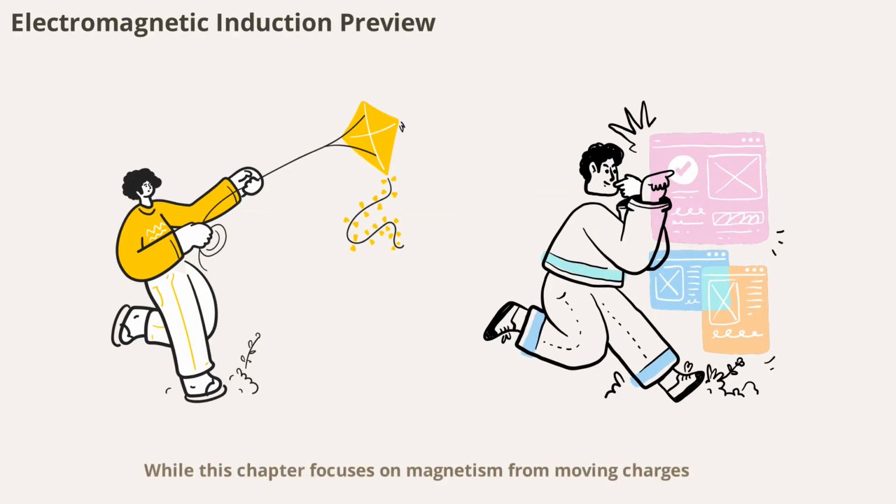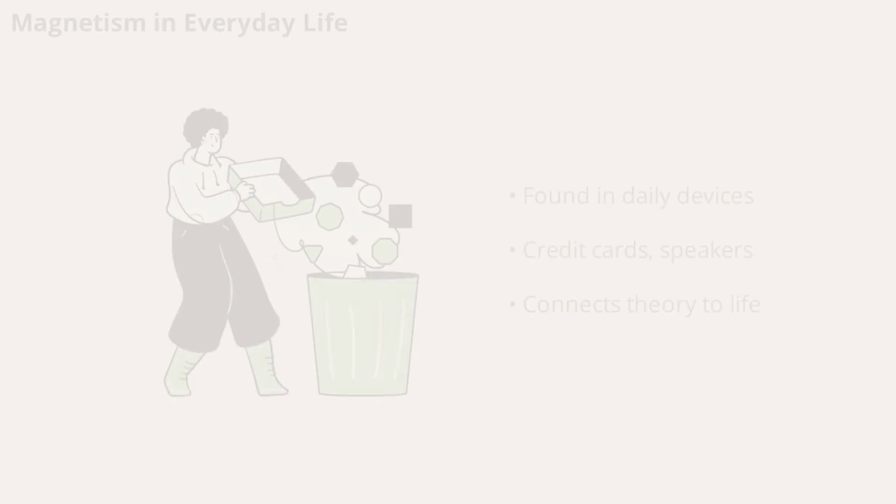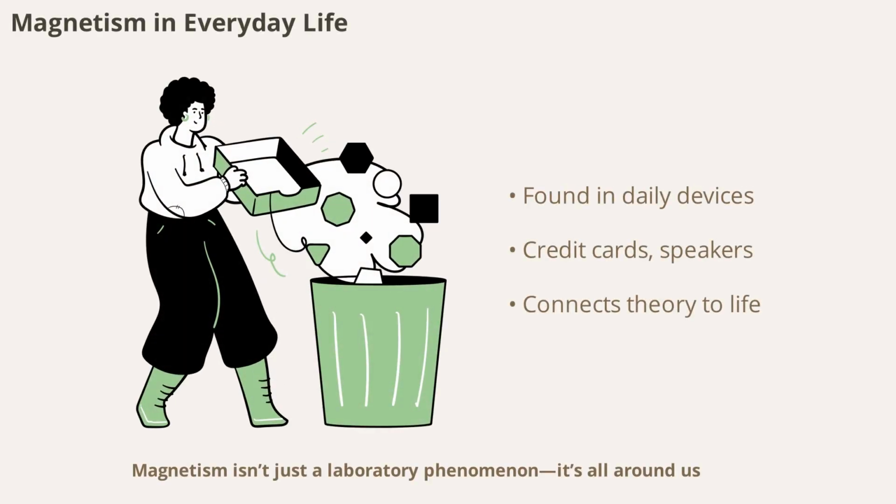While this chapter focuses on magnetism from moving charges, it sets the stage for electromagnetic induction, where changing magnetic fields produce electric currents. This principle underlies generators, transformers, and much of modern electrical technology, making it a natural next step in your studies. Magnetism isn't just a laboratory phenomenon, it's all around us.